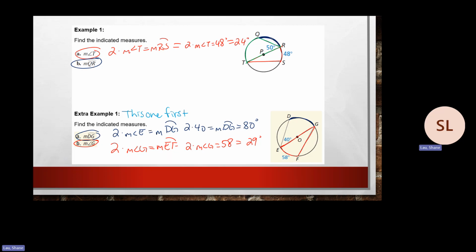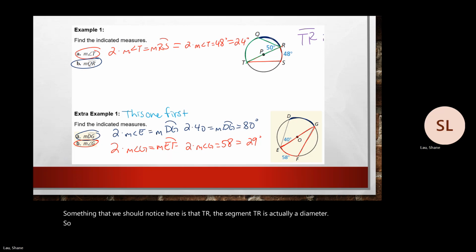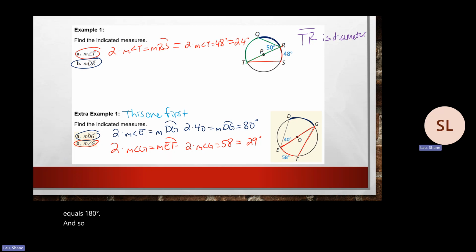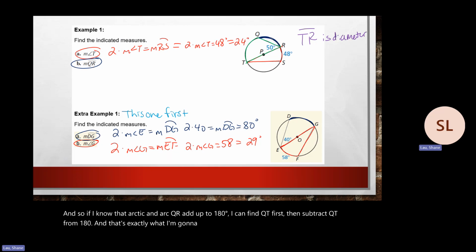Something we should notice here is that TR, the segment TR, is actually a diameter. And something we need to remember about a diameter is that it equals 180 degrees. So if I know that arc TQ and arc QR add up to 180 degrees, I can find QT first, then subtract QT from 180. And that's exactly what I'm going to do. So in order to solve that, I need to first solve for QT.